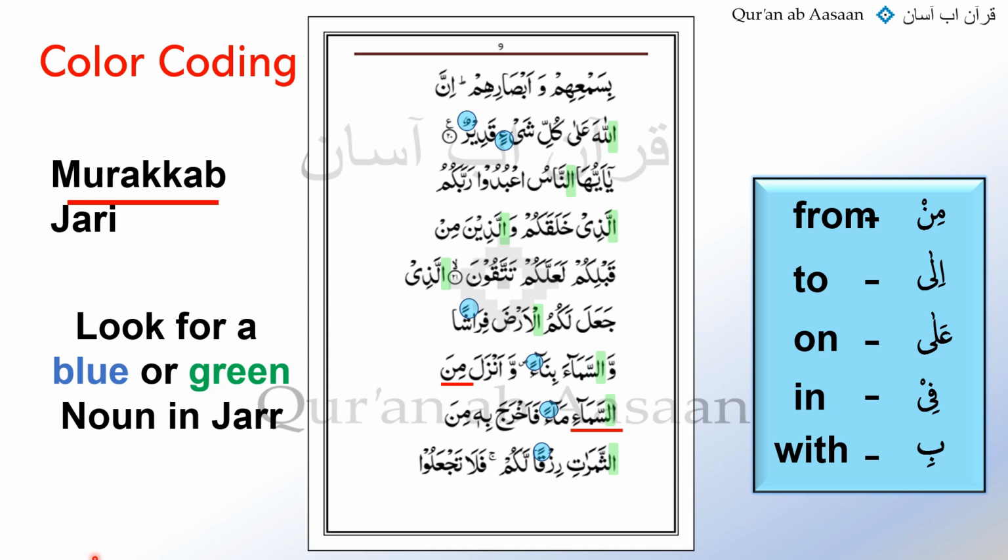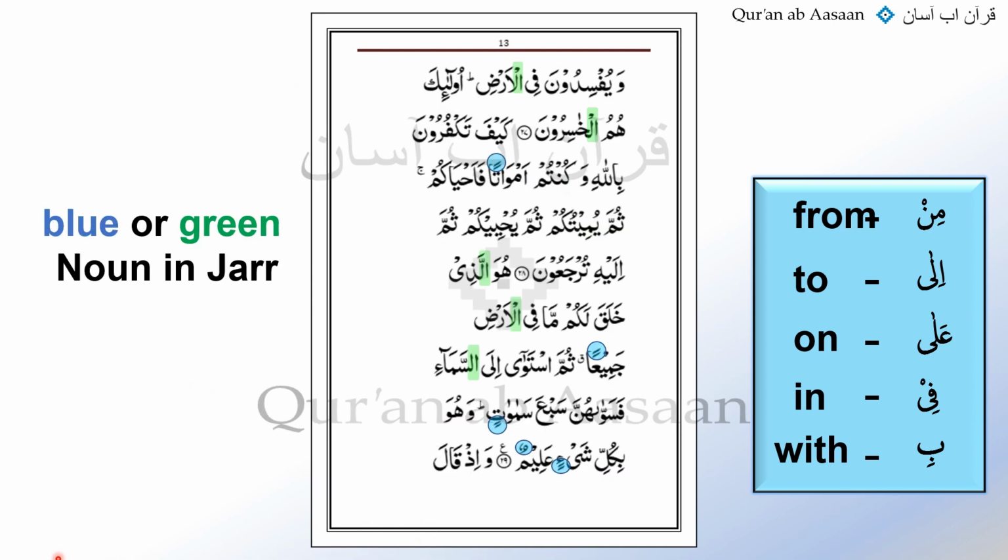Okay, all right, what's the next one? Minat thamarati. Good. So athamarati is already a colored noun. It's in jar and we can find min behind it. Minat thamarati. Excellent. Okay, look for page number 13 now in your juz. Again, we are looking for the already colored nouns in jar, and then behind them there should be one of these harf jar. That would be our murakkab jari, and we'd be underlining it red.